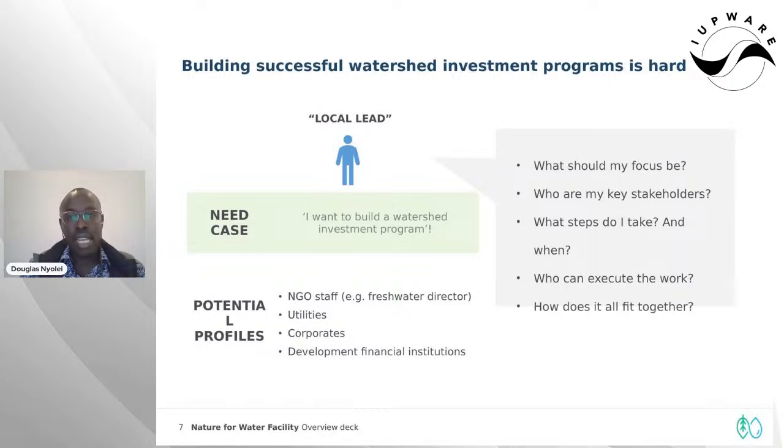And normally in their mind, when they want to work to solve this problem, they usually have questions that they don't have answers to. For example, what should my focus be? Who are my key stakeholders? What steps should I take and when? Who can execute the work? How does it fit in all together?